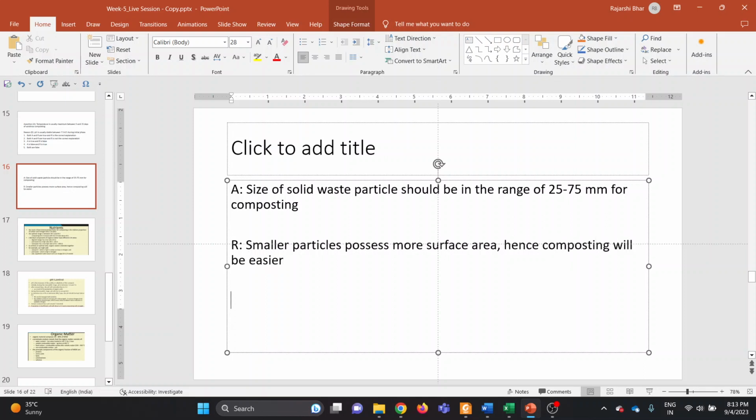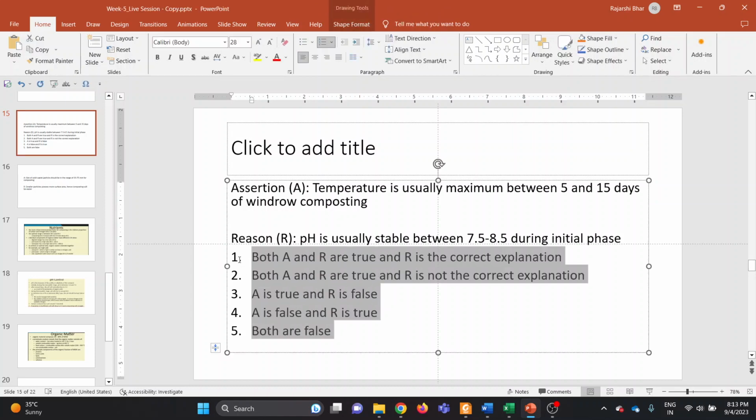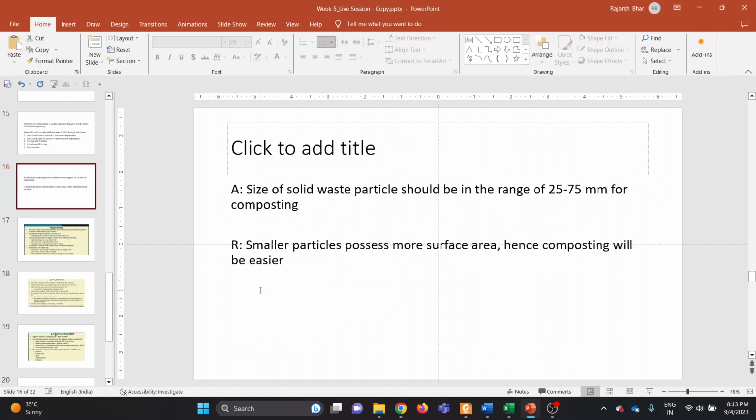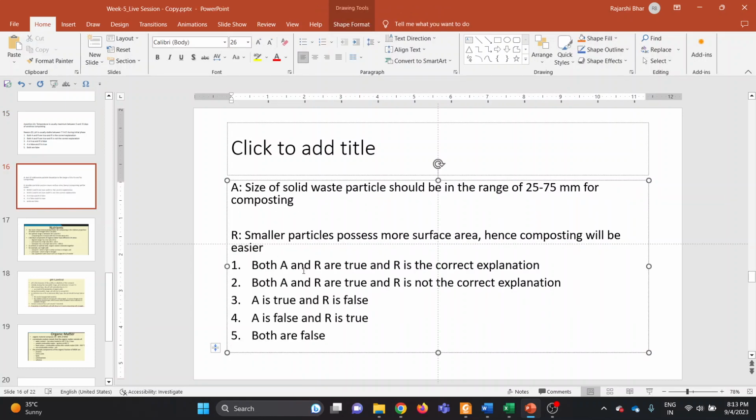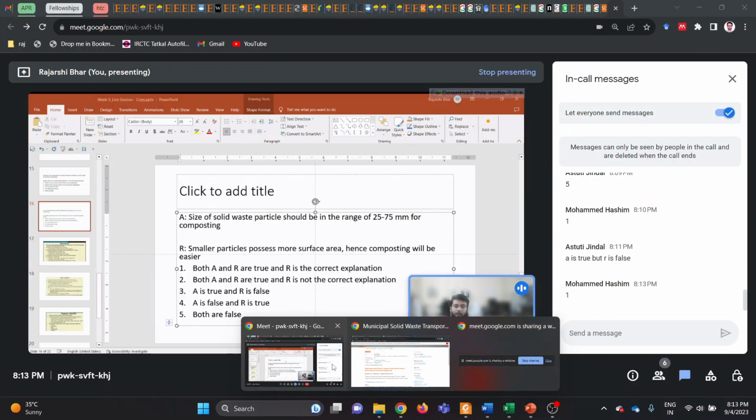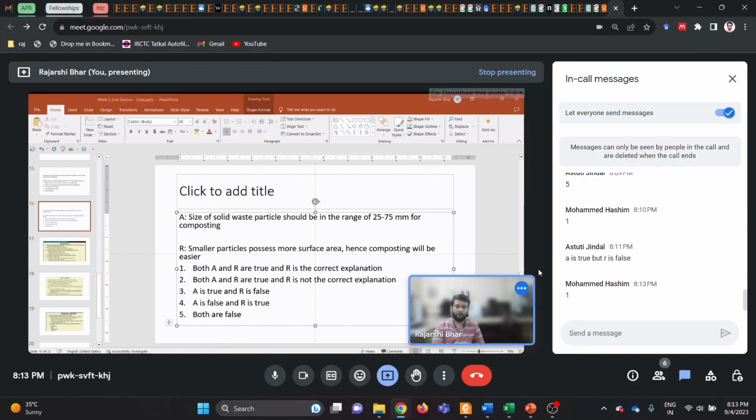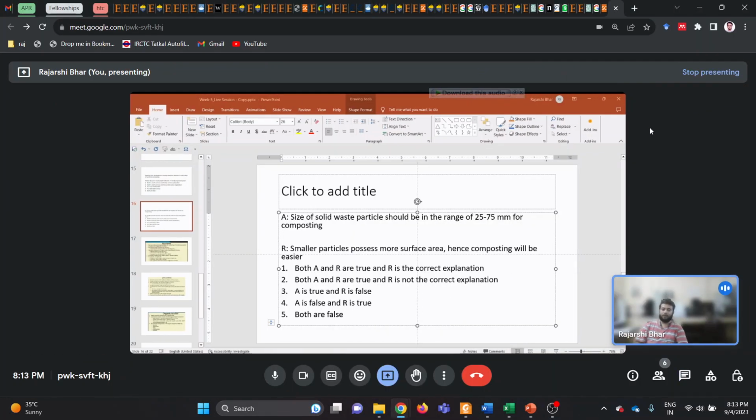Okay, so now which one do you think is the correct option? This has already been discussed in one of our slides today and a few questions as well.